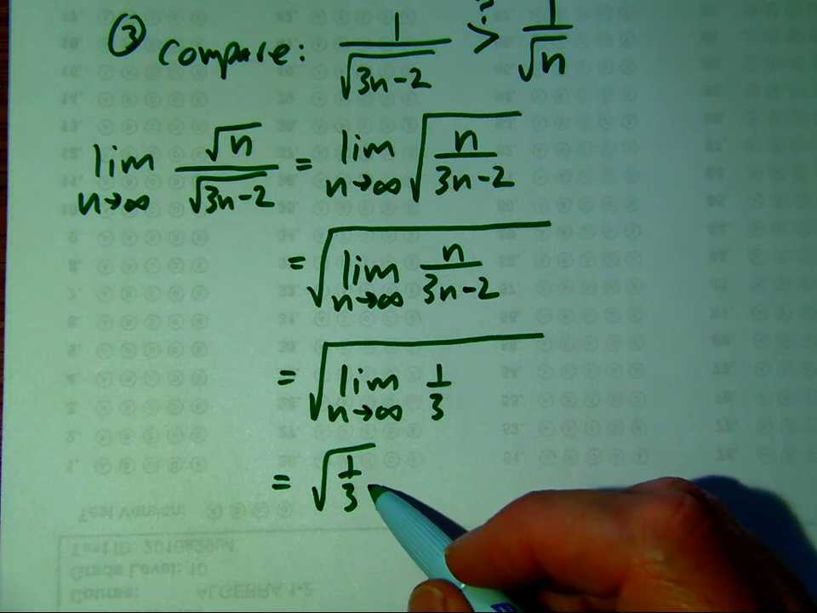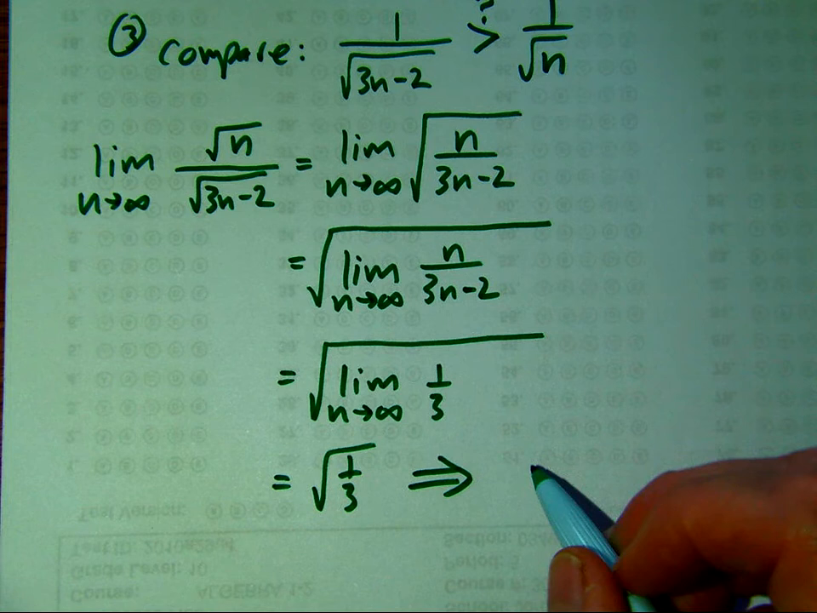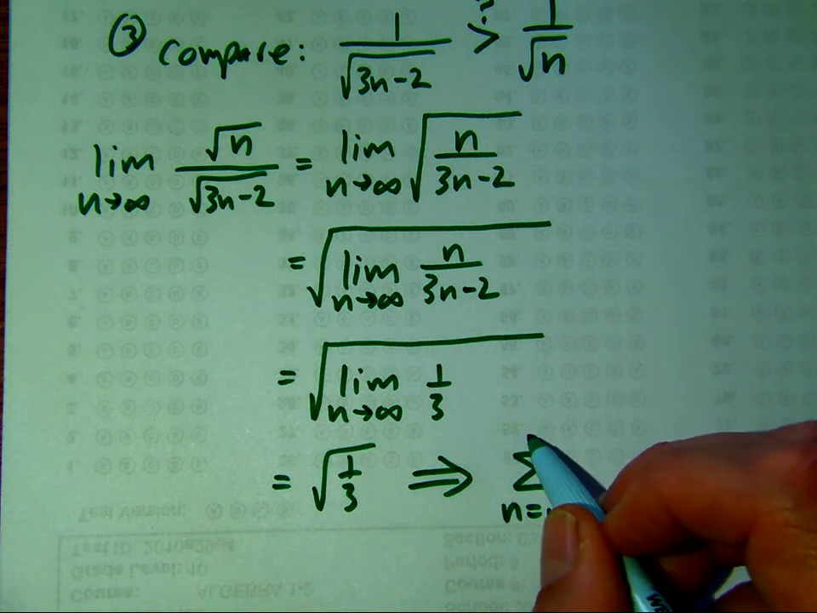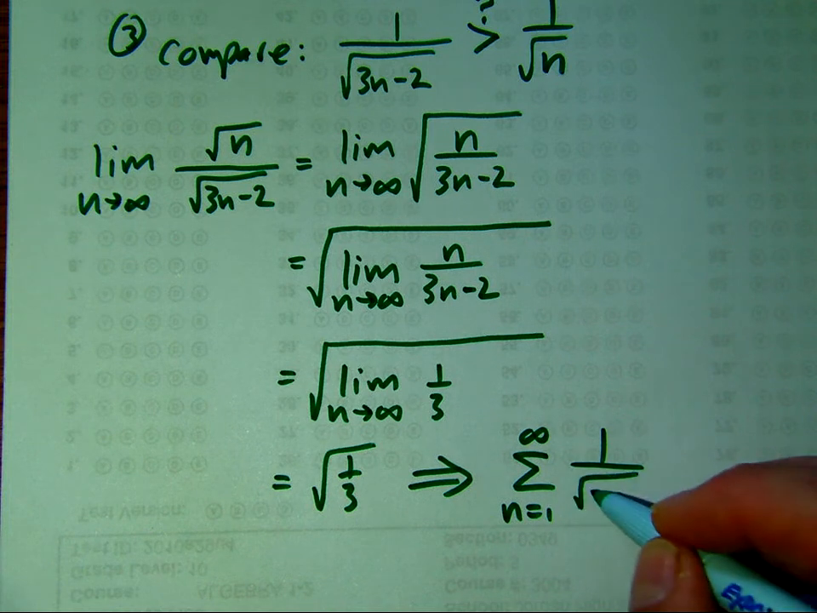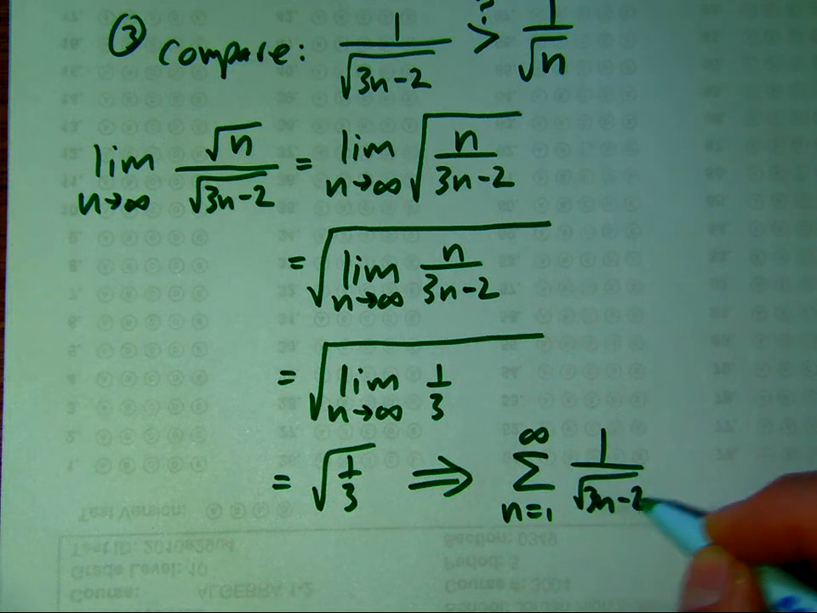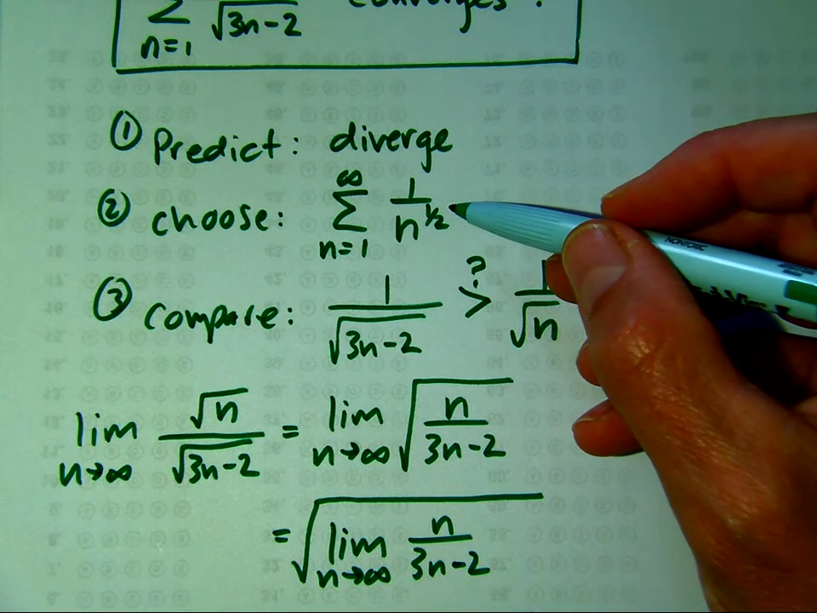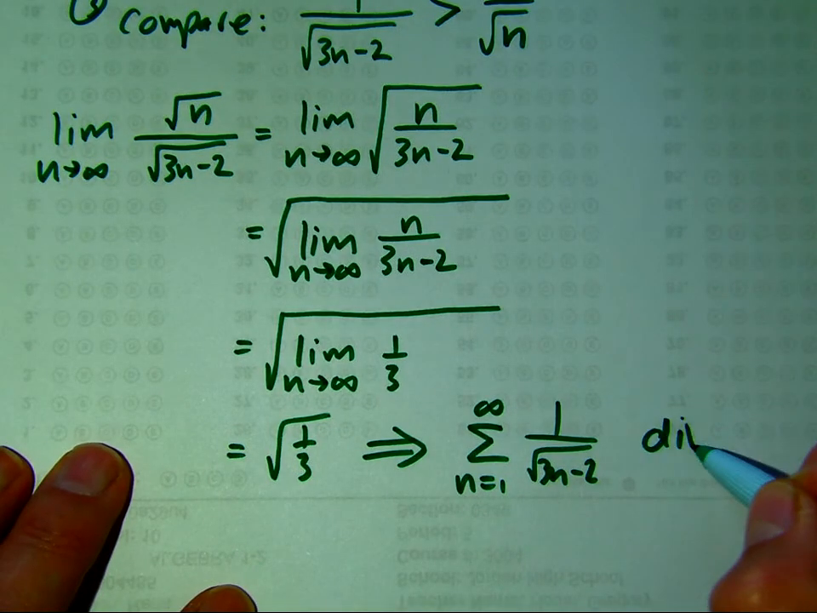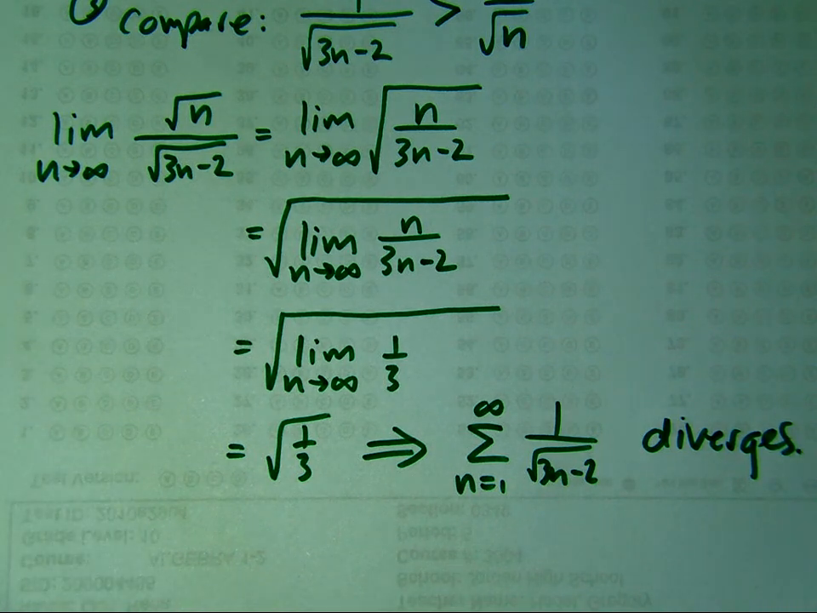The limit is a positive number, so that means that the series that we're testing must do the same thing as the series we're comparing it to. We know that this diverges. That means they both must do the same thing, and that means this series diverges. And we'll stop there.